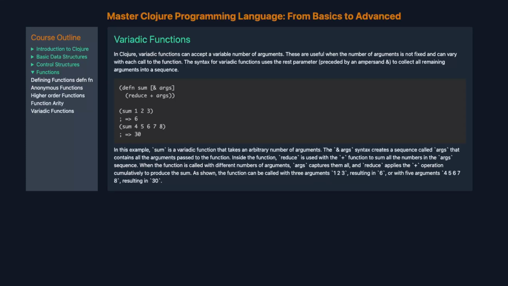The ampersand args syntax creates a sequence called args that contains all the arguments passed to the function. Inside the function, reduce is used with the plus function to sum all the numbers in the args sequence.